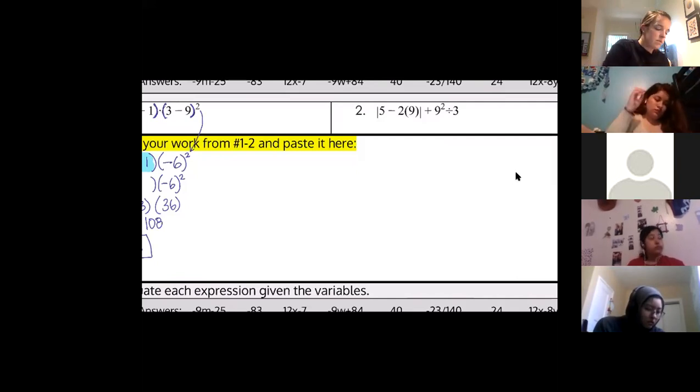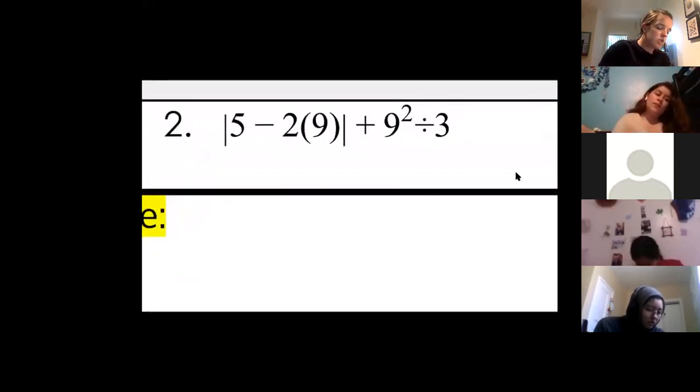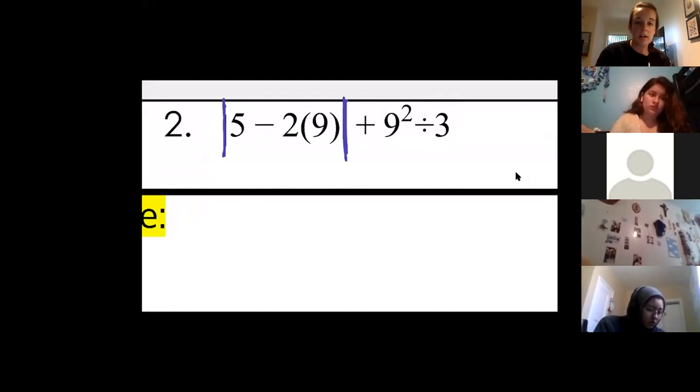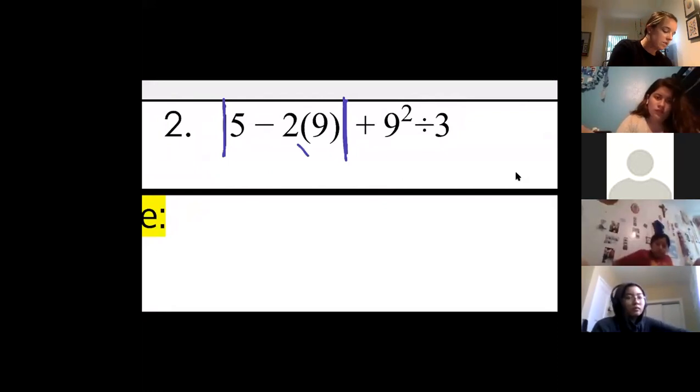All right. For number 2, I see some grouping symbols here. So I'm going to start inside there. Should I do 2 times 9 or should I do 5 minus 2? 2 times 9 for sure. 2 times 9 is 18. So I'm going to write down 5 minus 18.